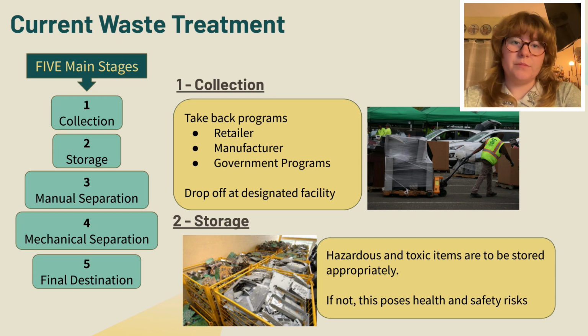Number 2, storage. During the time it takes from initial collection to the following stages of separation, electronic waste needs to be appropriately stored since components often contain hazardous and toxic components. In particular, waste such as batteries, for example, need to be stored appropriately to prevent harmful substances from mixing, causing fires, or leaking toxic chemicals that pose health and safety risks.